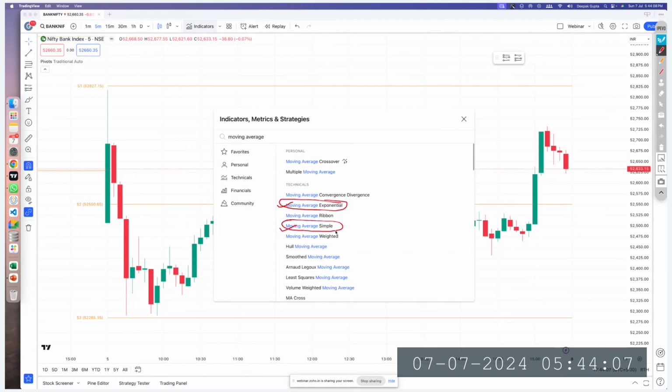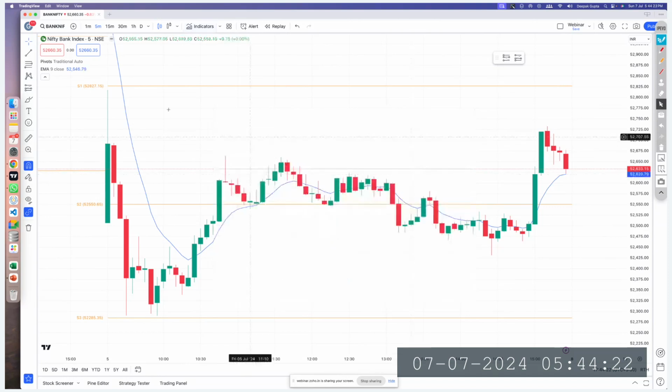So I'll not get into the detail of what is the difference between the two, but right away I will add exponential moving average, which is the better one to use in case of the stock market. So I'll select the moving average exponential, which is in short called EMA. You can see by default, it chooses a window of 9. It says EMA 9 close. That means the blue line that you see is the average of the last 9 closing prices.